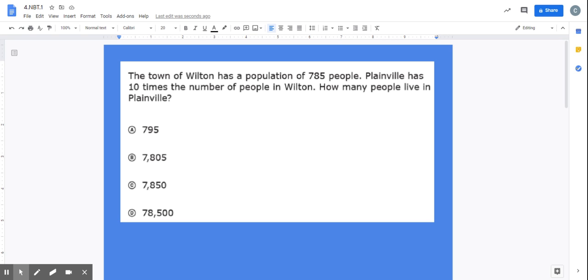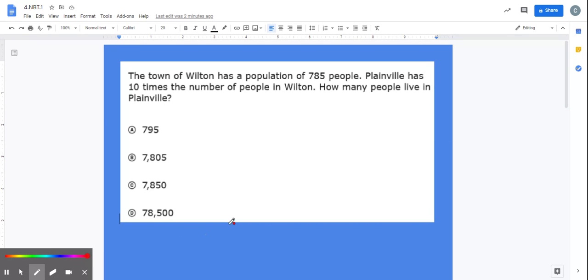Welcome back to NBT1 tutorial part 2. Here we have a word problem where the town of Wilton has a population of 785 people. Plainville has 10 times the number of people in Wilton. How many people live in Plainville?